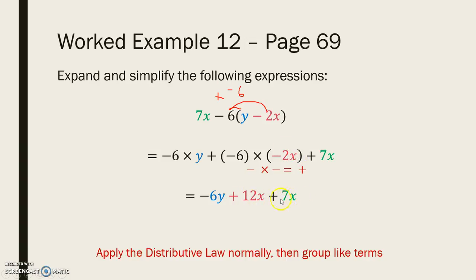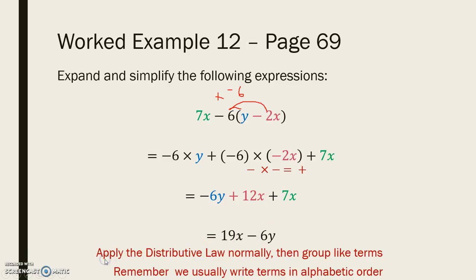Now the x's here are like terms. So we're going to add them together. 12 plus 7 is 19 lots of x. So it's 19x take 6y. And traditionally we write it in alphabetic order. That's why I've switched the order here.